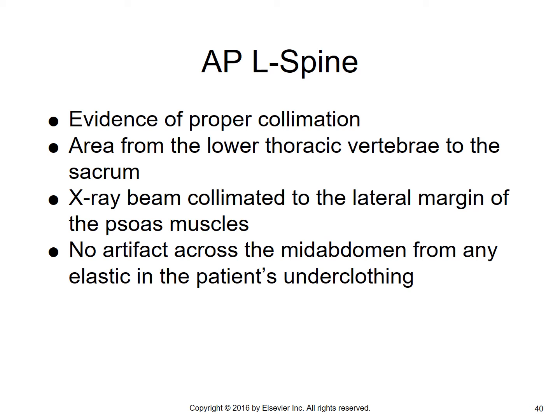For your AP spine, you want to make sure that on the image itself there was proper collimation. The area from the lower thoracic vertebrae to the sacrum is demonstrated. The X-ray beam is collimated to the lateral margin of the psoas muscle, and there isn't any artifacts across the mid-abdomen from any elastic in the patient's underclothing.